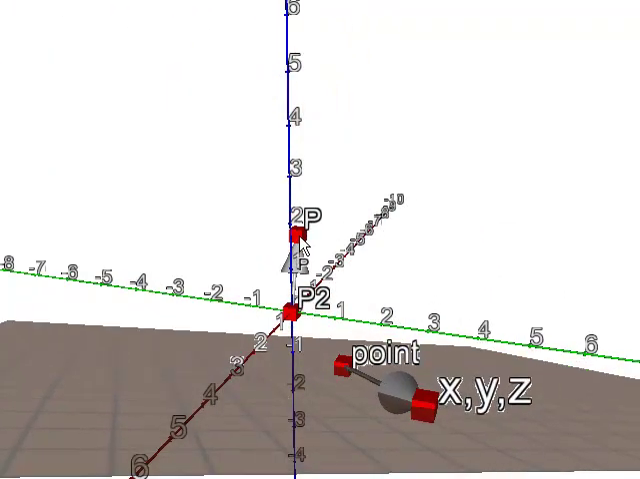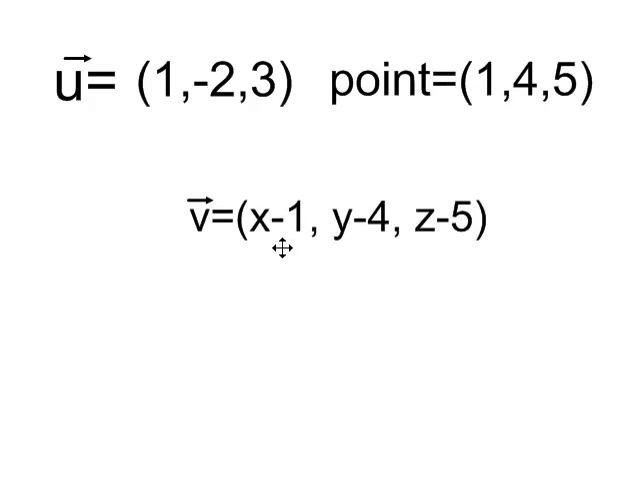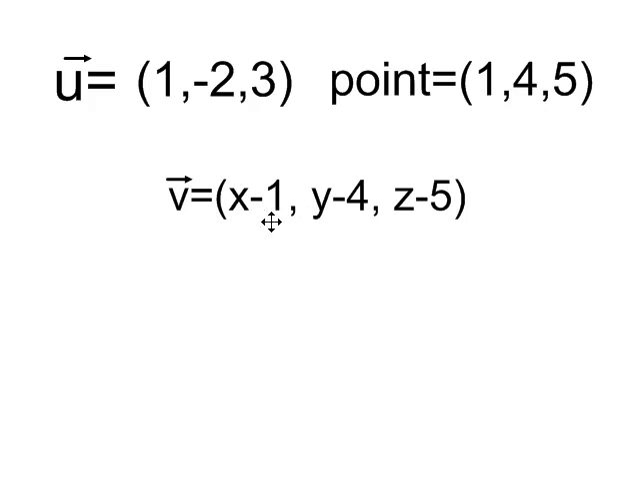Now I can use my dot product to actually determine the scalar equation of the plane. And so where u is my defining perpendicular vector, and I have the point 1, 4, 5, the generalized vector is found this way: x minus 1, y minus 4, z minus 5. And I can exploit the dot product just by knowing that those two vectors are going to be perpendicular and the dot product is going to be 0.